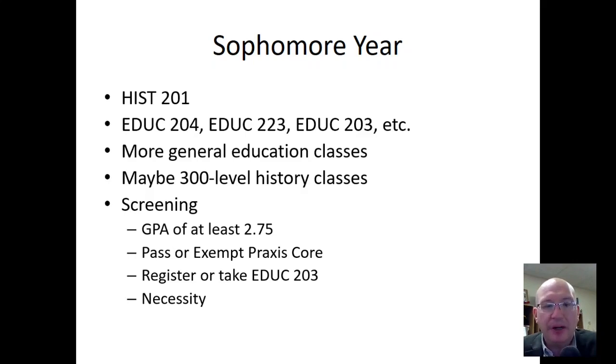And then you need to either register for or have taken Education 203. So it's fine to take it in the spring of your sophomore year. You just need to be registered for it. What is 203? It's an interesting class. It's only 0.5 credits, and it's a classroom observation class. So basically, you would be going into like a high school and just watching a class. So we want to make sure that people really understand what it is to be a teacher. That's why that's required for screening.